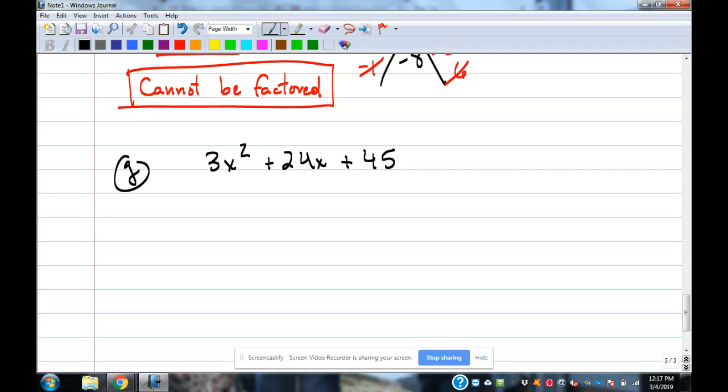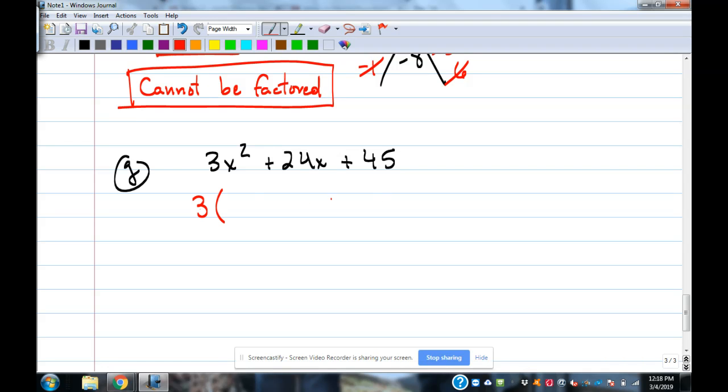We got 3, 24, and 45. Does 3 go into itself? Yes, once. How many times does 3 go into 24? 8. Does 3 go into 45? Yes, 3 can go into 9, and 9 times 5 is 45. So 3 would go into 45. So 3 is the GCF across the entire problem. So this one we have a GCF at the beginning. So let's pull that out.